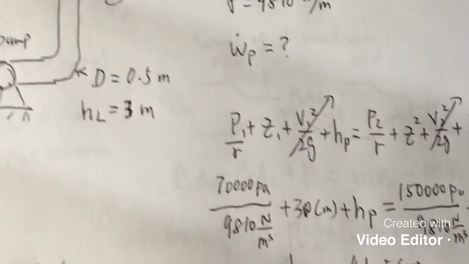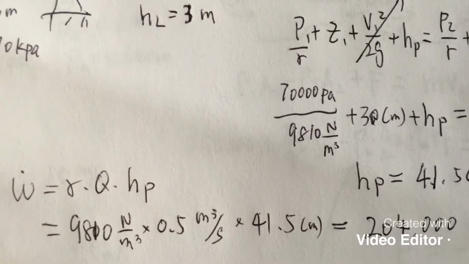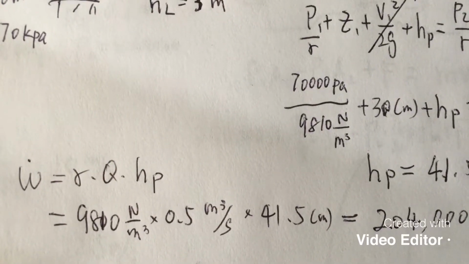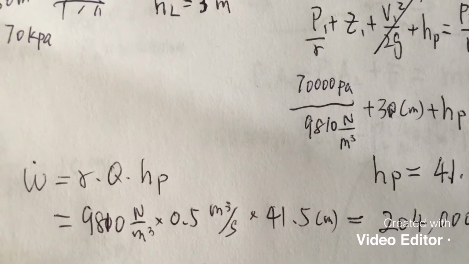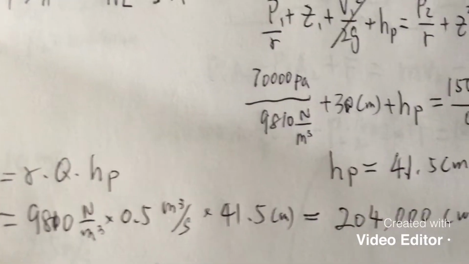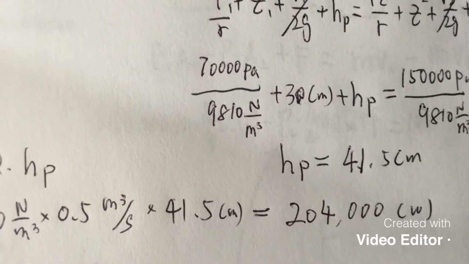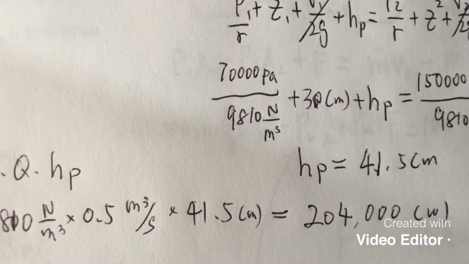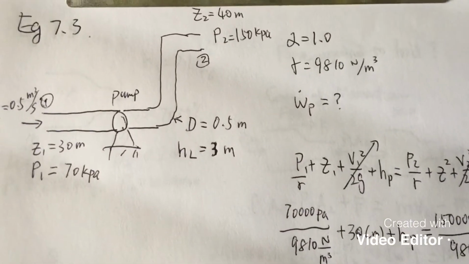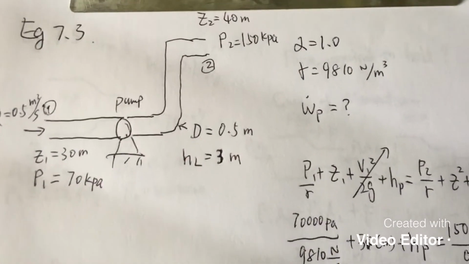So what is the power? Remember the power equation, right? Gamma, volumetric flow rate, times pump head. If you have a pump head, basically simply just multiply by the property, gamma, then multiply by the flow rate. So we can calculate it's 204 kilowatt, 204,000 watt. That's the power needed from the pump to make this system work. So this is 7.3.